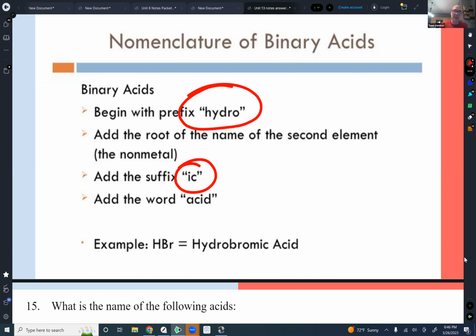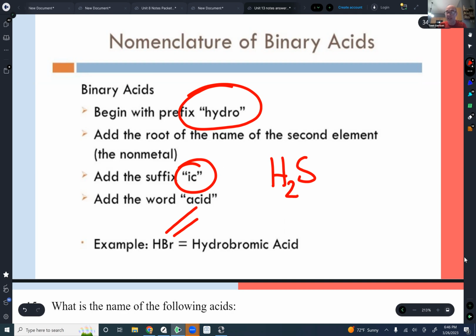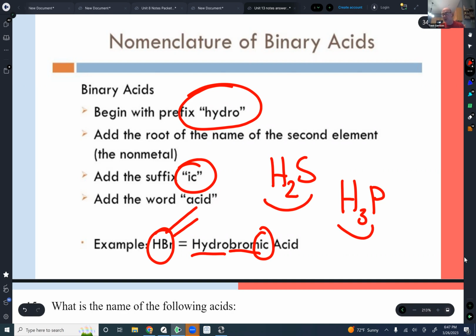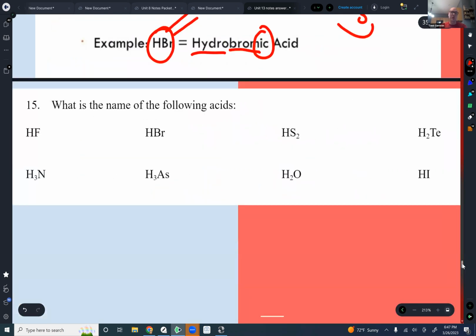So, as it were, we could have H and Br, and that makes it binary. We could also have H2S. That's also binary. Even though it has three atoms, it's still binary because it has H and some other element. And then we could go to H3P. And all of these are binary acids. How we name this is by putting the prefix hydro in front, the root of the word, and then we add the suffix ic. So where this is hydrobromic, this is hydrosulfuric, or hydrosulfic, and this is hydrophosphoric or hydrophosphic.